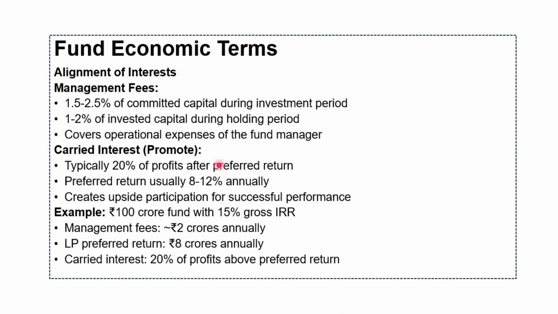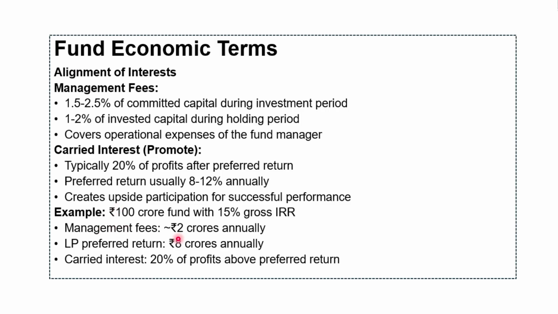After investors have received their preferred returns. The preferred return is usually 8 to 12% annually. This means investors get their target return first, and only after that does the fund manager participate in profits. So this creates strong incentives for outperformance. Now let's look at the example.